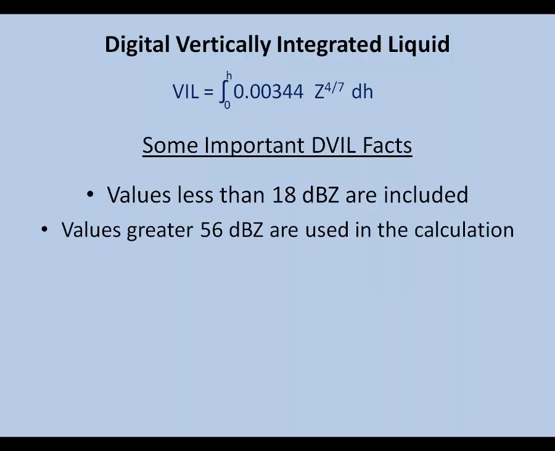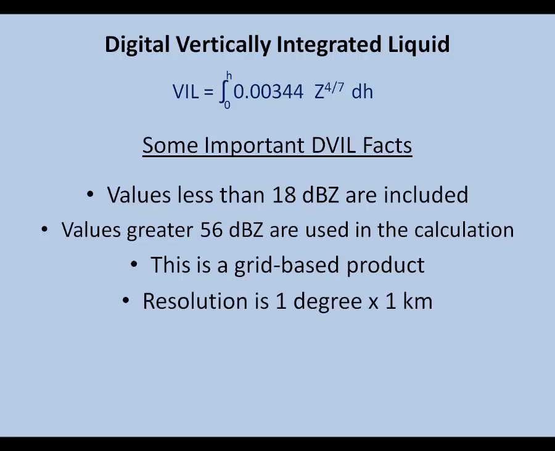Aha, another big one. Values greater than 56 are now used in the calculation. So the immediate question that I normally get is, why is digital VIL so much higher than regular VIL? Well, it's mostly because now any dBZ is included in the integration. It's also the same as a grid-based product. Its resolution, though, I'm sure you've all seen it and know that the resolution is now 1 degree by 1 kilometer. So in other words, it is the true 8-bit.